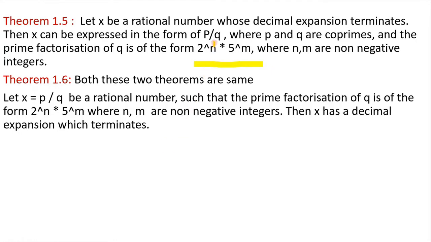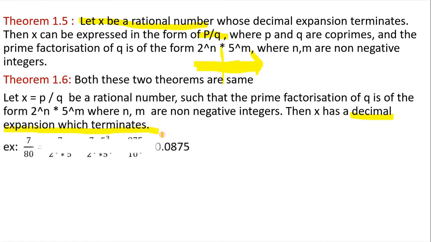Both these theorems are the same, and what they are saying is that let x be a rational number. So we know that if x is a rational number, we can express it in the form of p by q. Now we want to find the factors for the denominator q. If the factors for the denominator q are in the form of 2 power n into 5 power m, then the rational number has a decimal expansion which terminates. Now you got an idea, right? Next theorem, theorem 1.7.